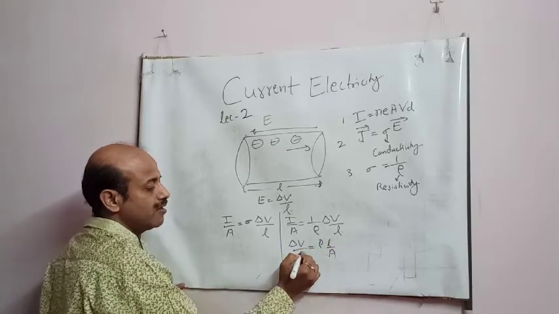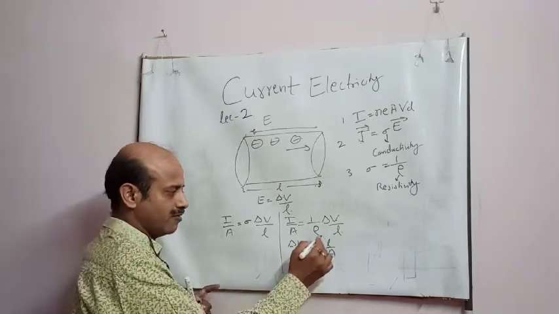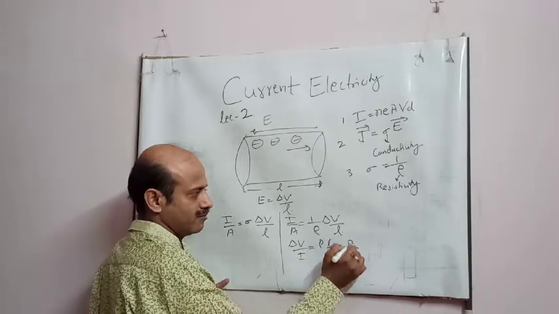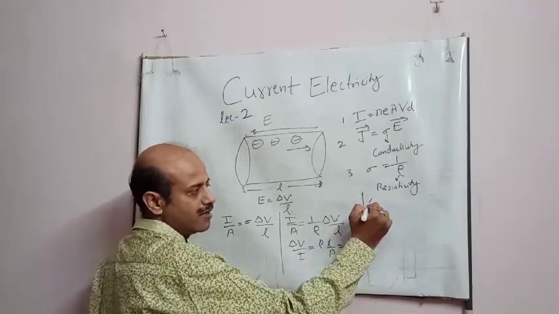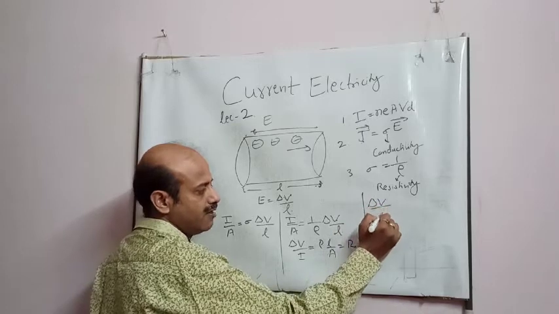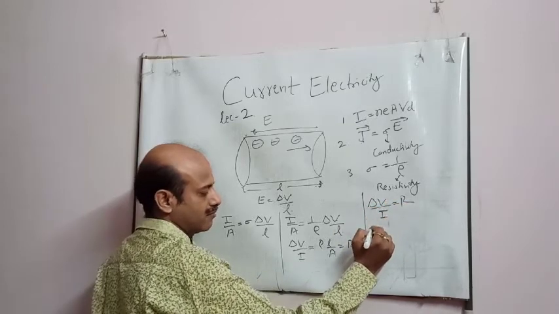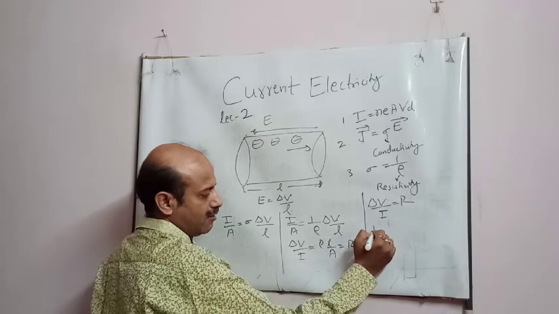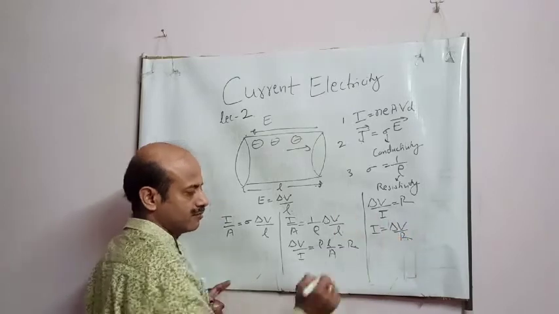This is the formula you must be remembering. You have studied it in 10th class, and this was known as resistance. Now, this is a very important formula, which is known as Ohm's law. Delta V upon I is equal to R, or I is equal to delta V upon R.